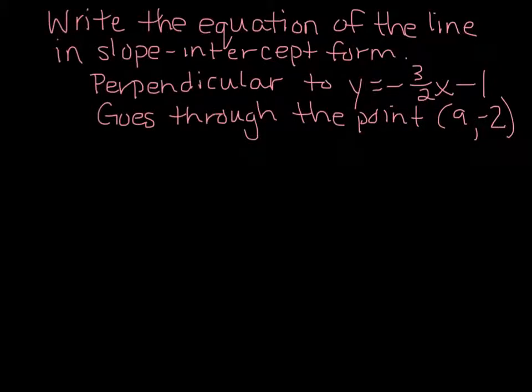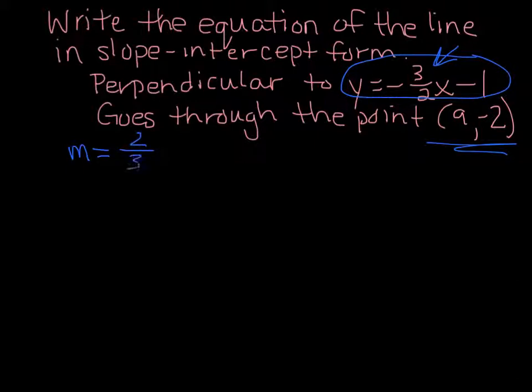Write the equation of the line in slope-intercept form that is perpendicular to y equals negative 3/2 x minus 1, and goes through the point (9, -2). So the first thing I want to know is, what's the slope of the line I'm trying to find? Well, if the slope of this line is negative 3/2, I have to have the opposite, so it's going to be positive, and I'm going to flip it, so it's going to be 2/3. So y minus y1 equals 2/3 times x minus x1.